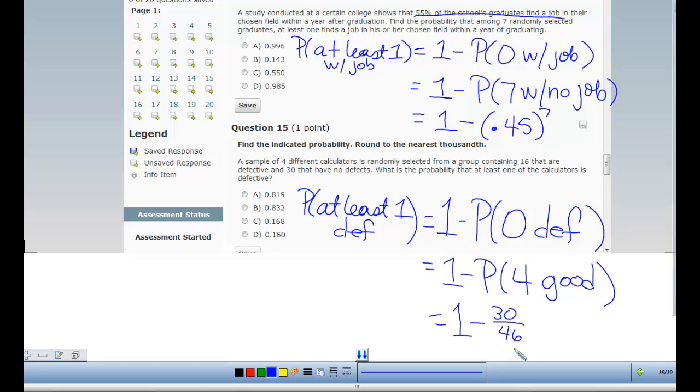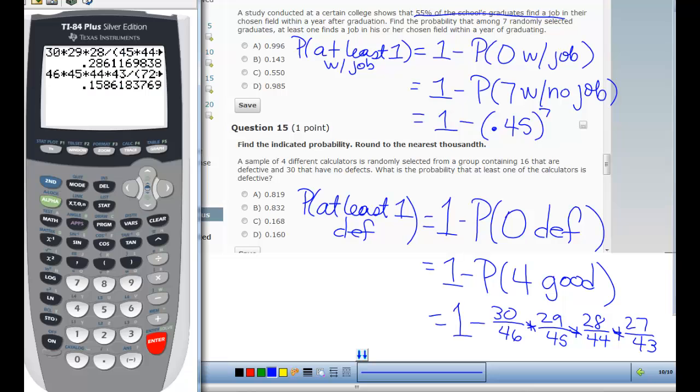I took that one out. He's gone. What's the probability that the second one is good, given that the first one was good? Okay, 29 over 45, 28 over 44, and 27 over 43. That's what we would do to get the answer. Okay, questions about this? Set that one up on your calculator. You set that one up the same way that we were doing the numerator. And I could even do the 1 minus in that one step.